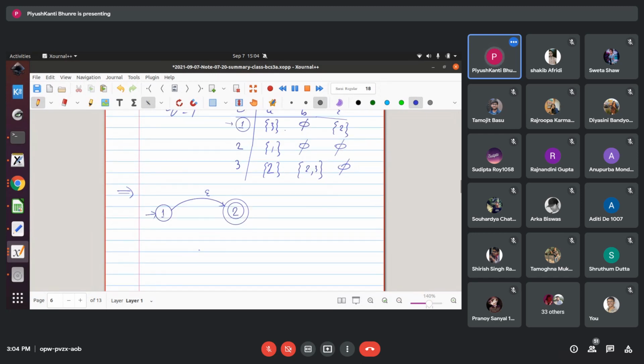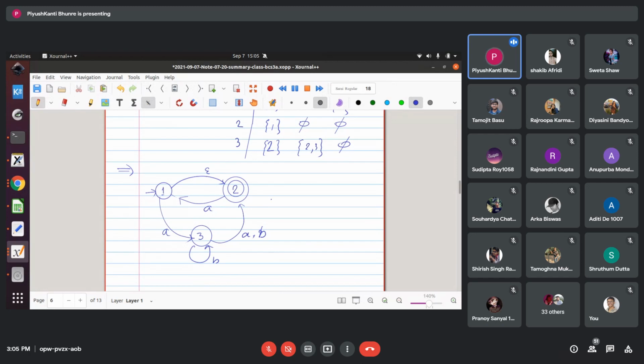So let me draw state 3 also. From state 2, on receiving A it can go to state 1. From state 3 it can go to state 2 on receiving symbol A, and on receiving symbol B it goes to state 2 or remains in the same state. Okay, so this is our given NFA.